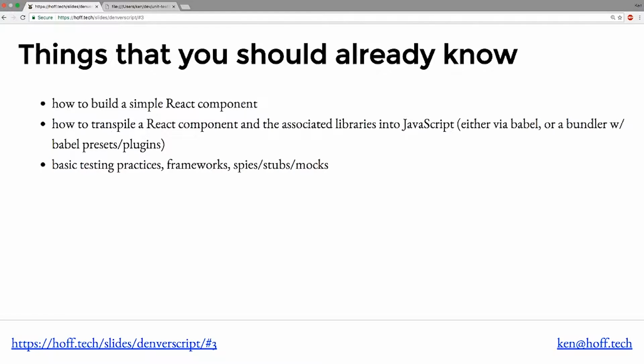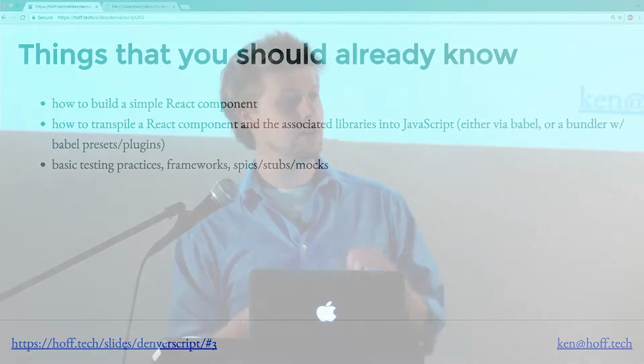Things that you should already know going into this talk, or if you're going to get the most out of this talk. How to build a simple React component using things like props and state and what the component lifecycle is. How to transpile a React component into regular old JavaScript. If you're using Babel, that's fine. If you're using a bundler with Babel presets and plugins, that's also totally fine.